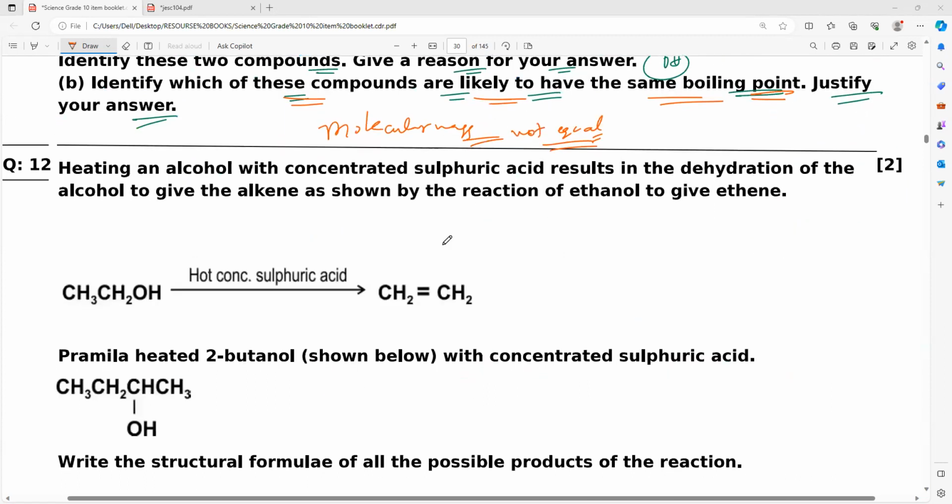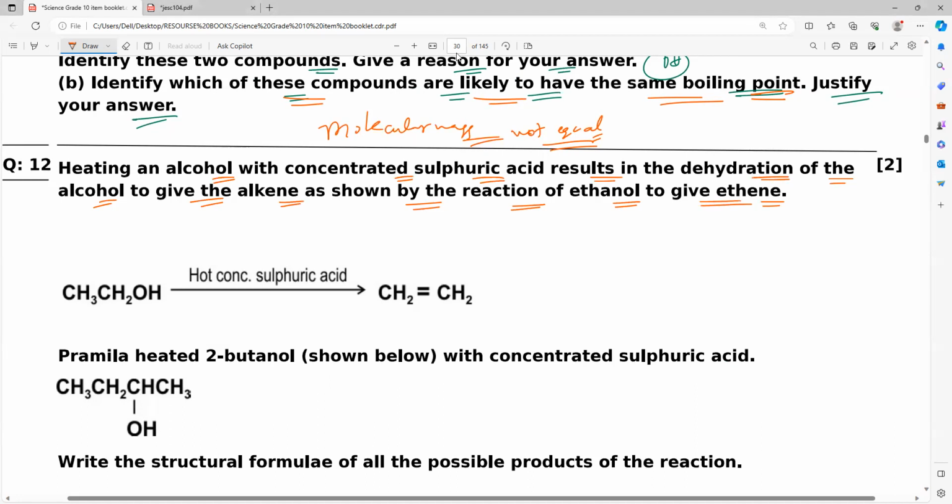Next question. The next question is also a very important question. All of you observe: by seeing this equation itself, we can say what it is. Heating an alcohol with concentrated sulfuric acid results in the dehydration of the alcohol to give the alkene, as shown by the reaction of ethanol to give ethene.